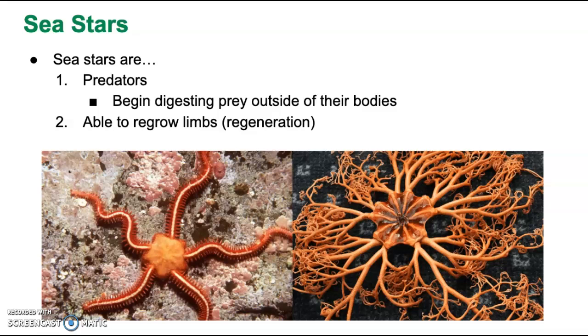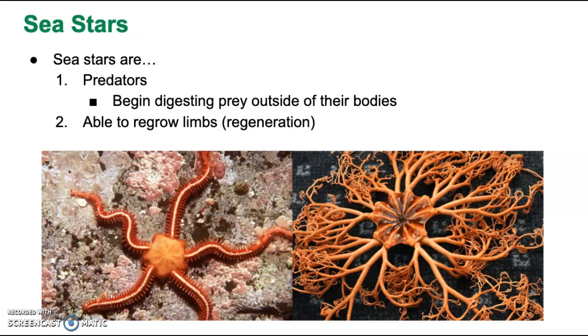Sea stars are predators. So we think of Patrick Star as being your quintessential example of a sea star. He has those thicker limbs, but there are other types of sea stars as well, like the brittle star that you see here on the screen. Sea stars are kind of interesting predators in that they're able to begin digesting their prey outside of their bodies. They secrete this sort of icky, corrosive digestive juice that breaks down their prey as they're holding on to it, and then after that prey becomes kind of mushy and easy to digest, then it's sucked up into the body.